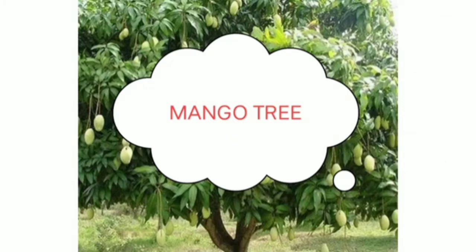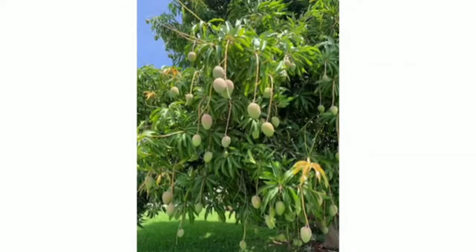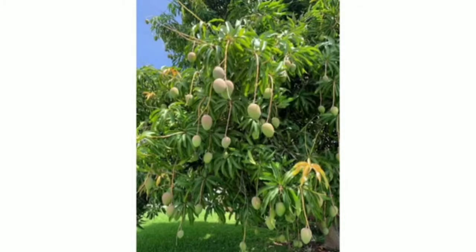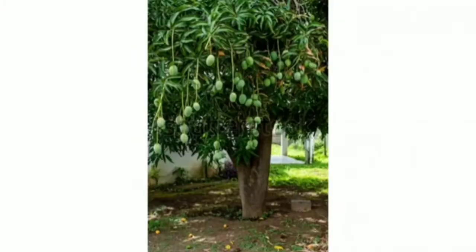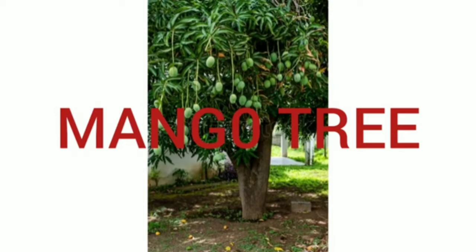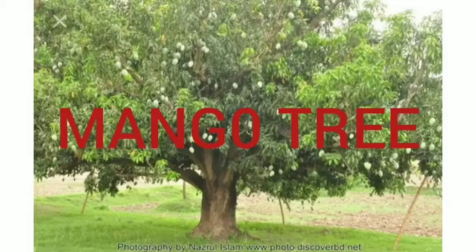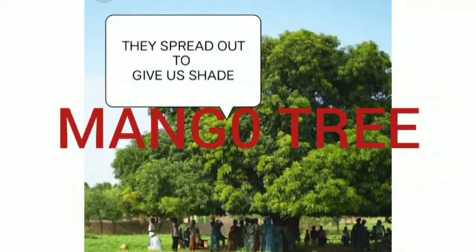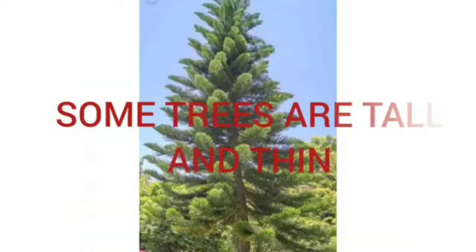From the mango tree, we can get mangoes. Yes, no, then it is also a very big tree, has more branches and has hard and woody stem. It's called trunk. Yes, no, and this tree's branches also spread out to give us shade. And some trees are tall and thin.